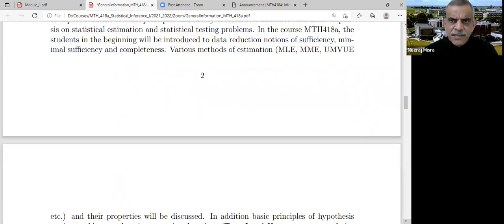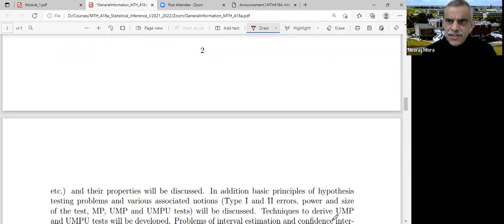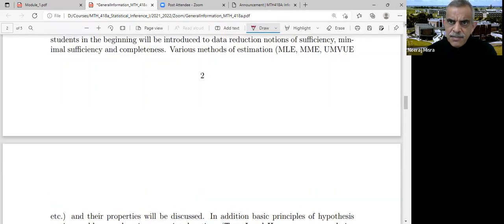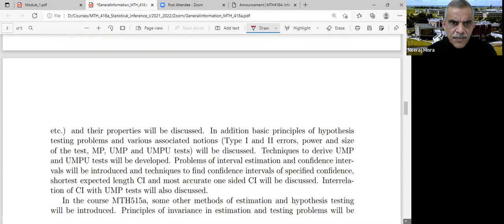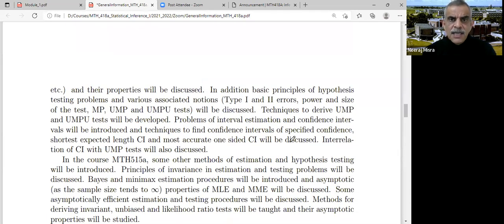Then we'll discuss various methods of estimation, which partly you might have done in your first course at bachelor's level: method of likelihood, method of moments estimator, and then UMVUE. Their properties would also be discussed. Then we'll discuss the basic principles of hypothesis testing problems: type 1 error, type 2 error, power and size of the test, and how you derive a UMP test. Then the concept of a UMPU test will be introduced, because we are going to realize that in many situations, a uniformly most powerful test does not exist.